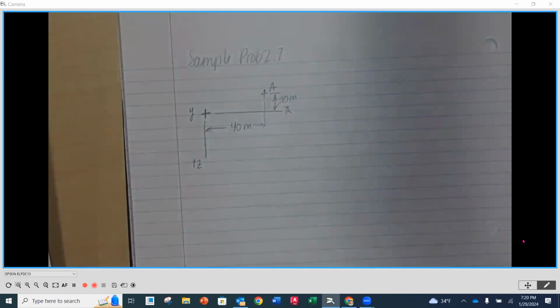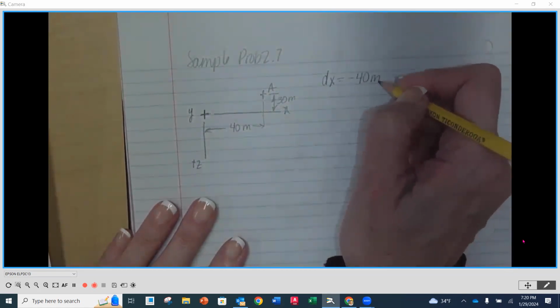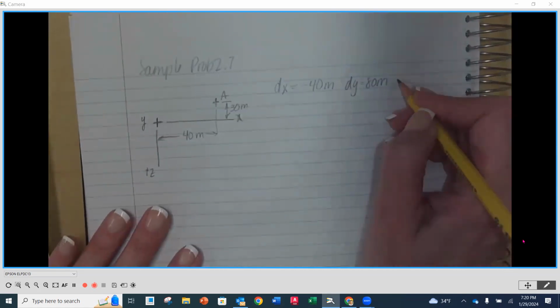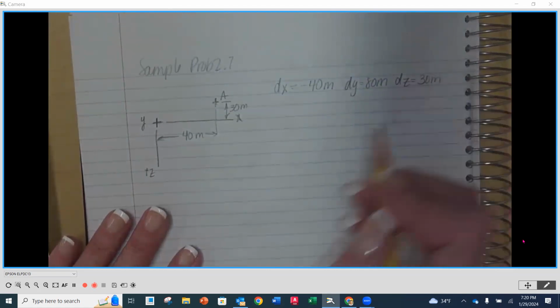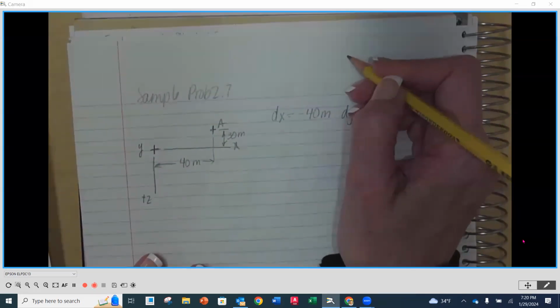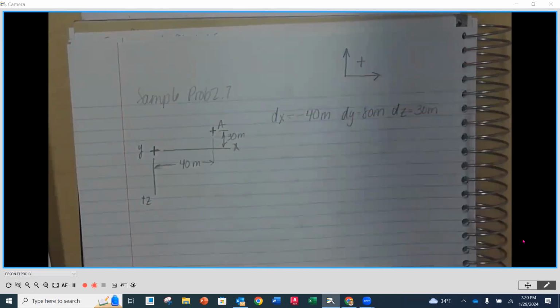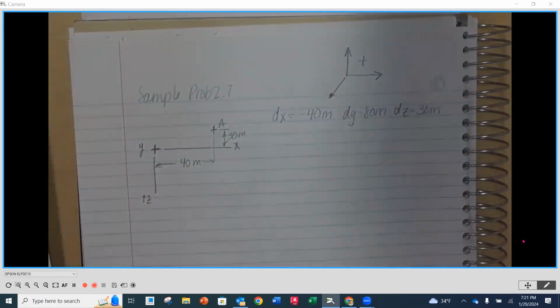Now I'm going to put these values here. Dx is equal to negative 40 meters, Dy is equal to 80 meters, and Dz is equal to 30 meters. I'm also going to put up my convention. Our standard convention is Y positive going up, X positive going to the right. Now we have to add our Z, which is positive coming forward. In the orientation that we see here, this is our positive Z. Does that make sense to everybody so far?